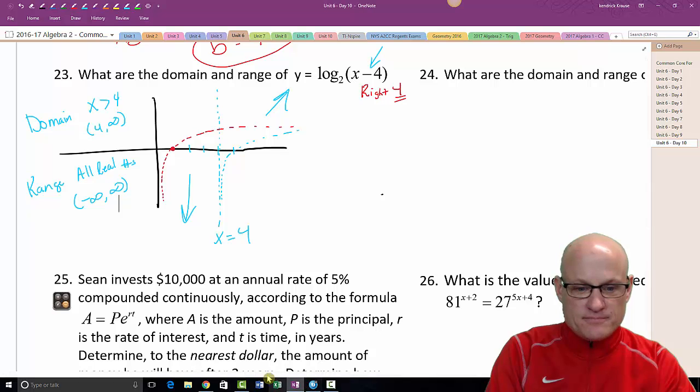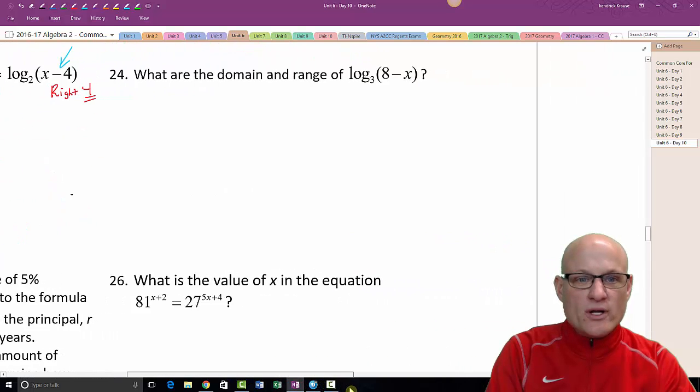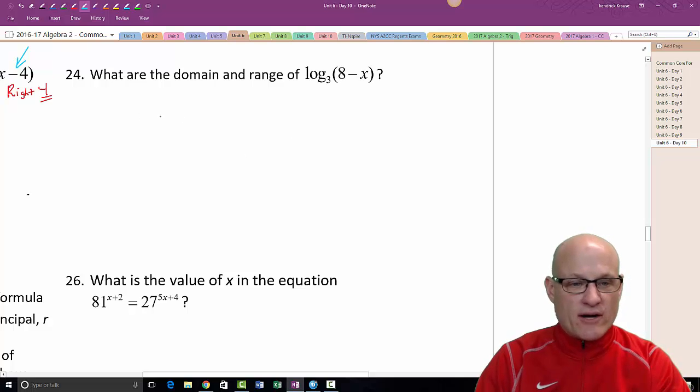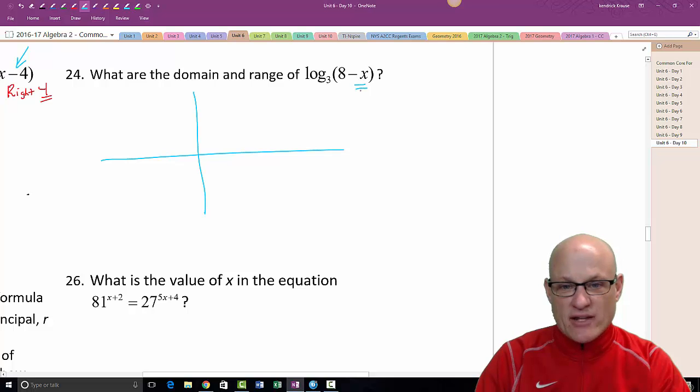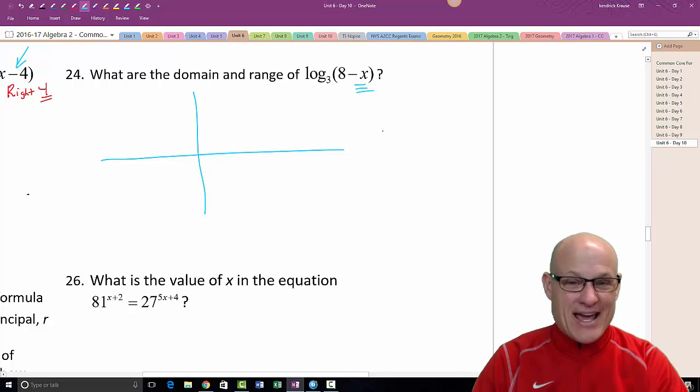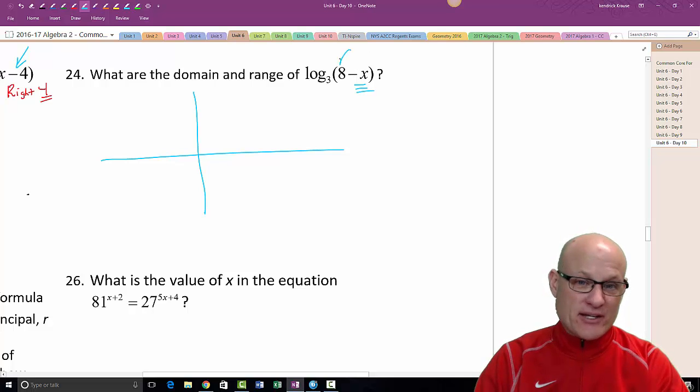Next one I will not graph. What are the domain and range of this? Okay, so this one we are going to graph. I apologize. Yes, we are. This one's a funky one. Notice the negative is on the inside. That means it's a reflection in the y-axis. Although this looks like we're moving to the left 8 because of the plus 8, we really move to the right 8 because of the reflection.